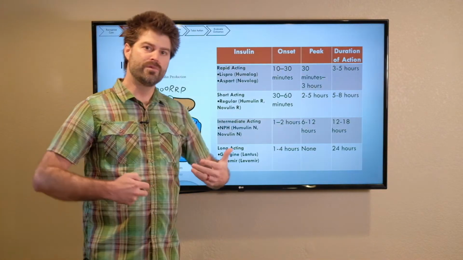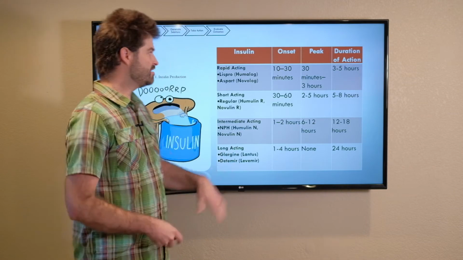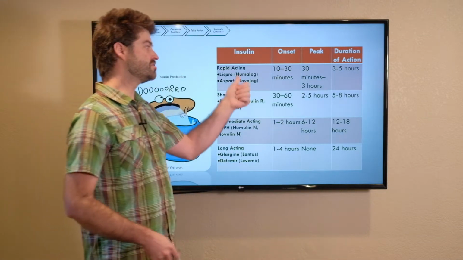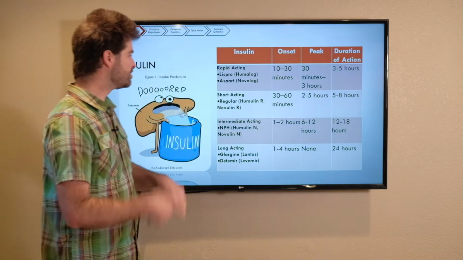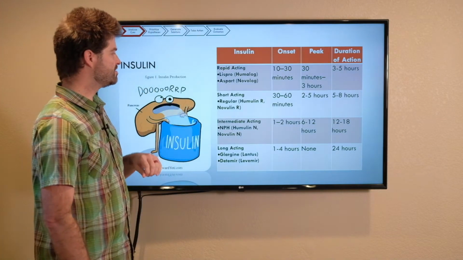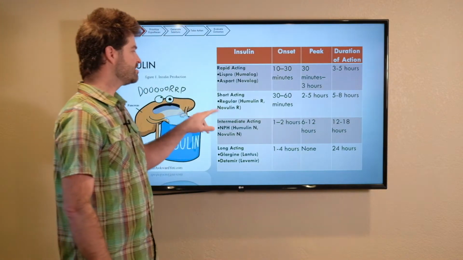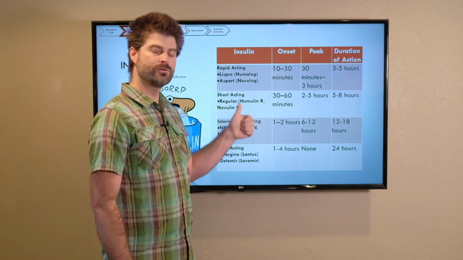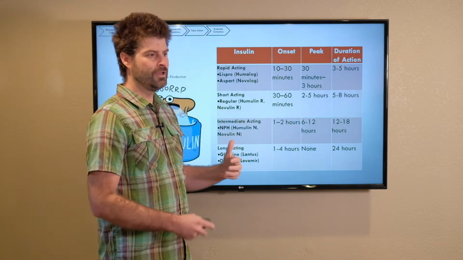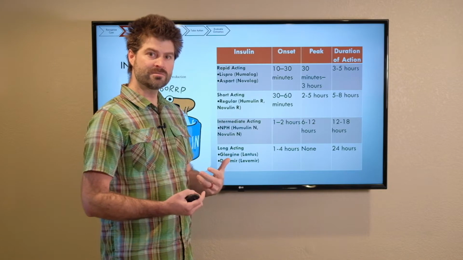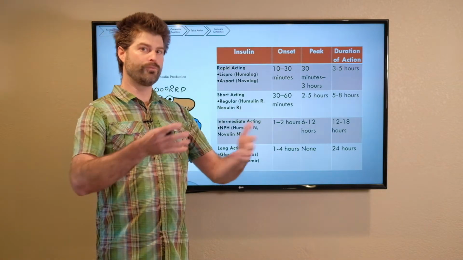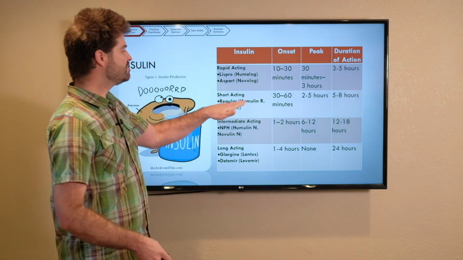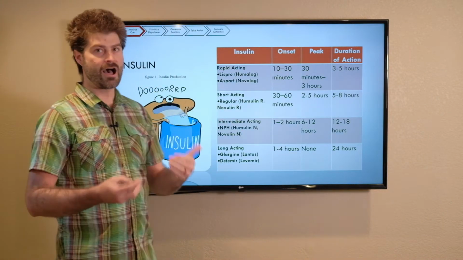The kind that we give most frequently in hospital settings is our rapid-acting insulins. This is the kind we give at meal times based on finger stick blood sugars. Short-acting insulin is the only insulin that we give IV. So a lot of times this is given for more emergent situations, because if we're giving an IV medication, we want that to work more rapidly. So this is the only insulin that we can give IV.